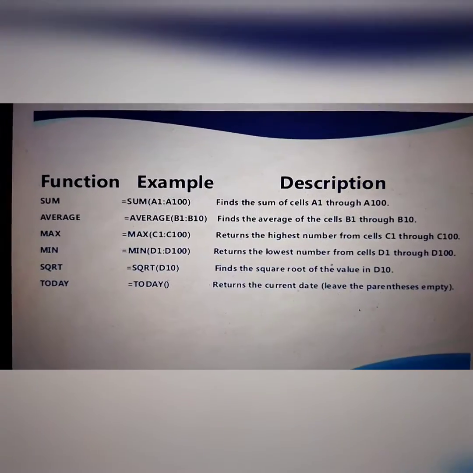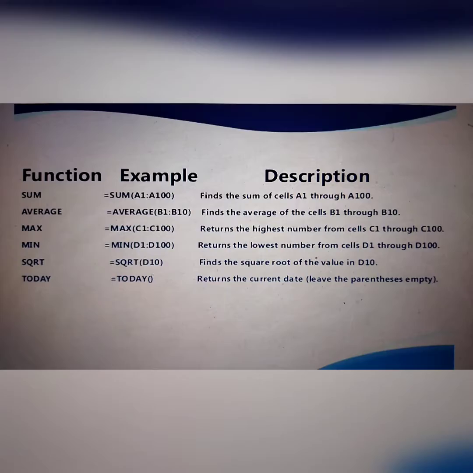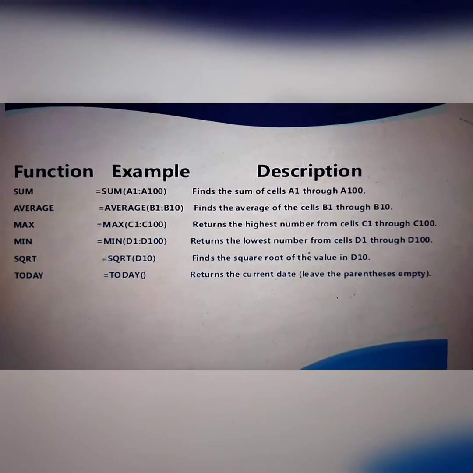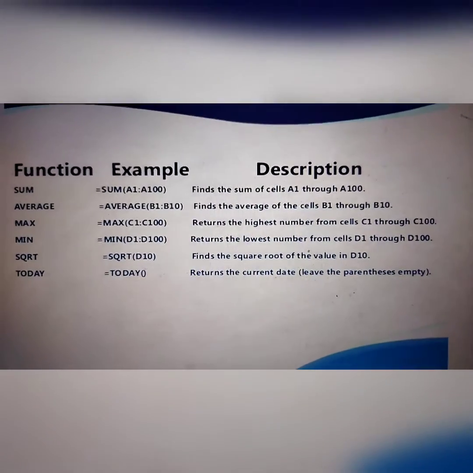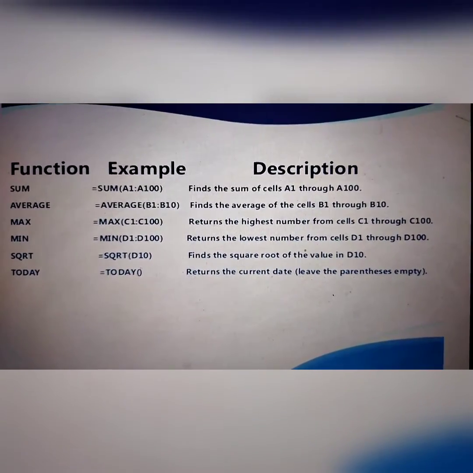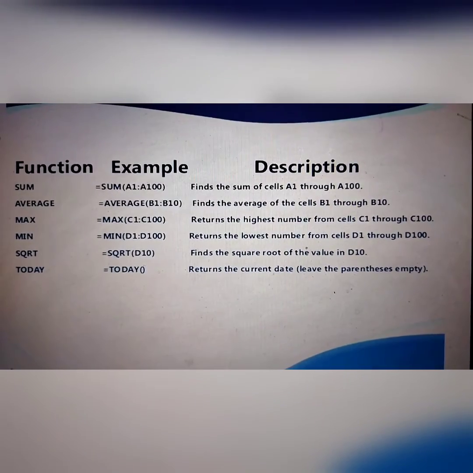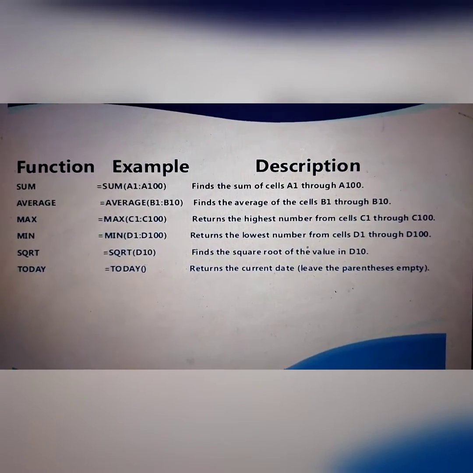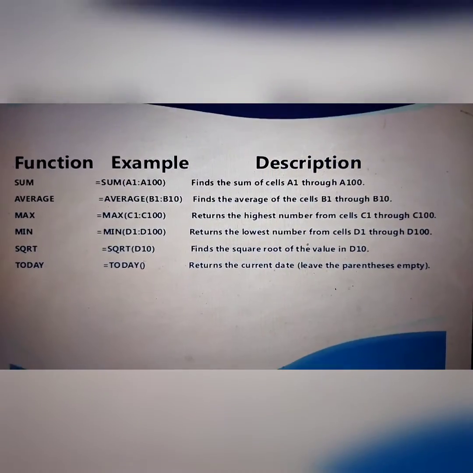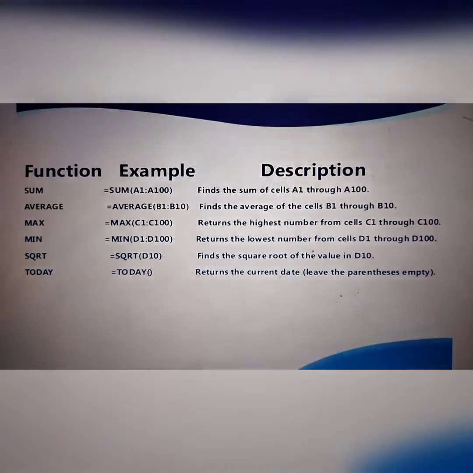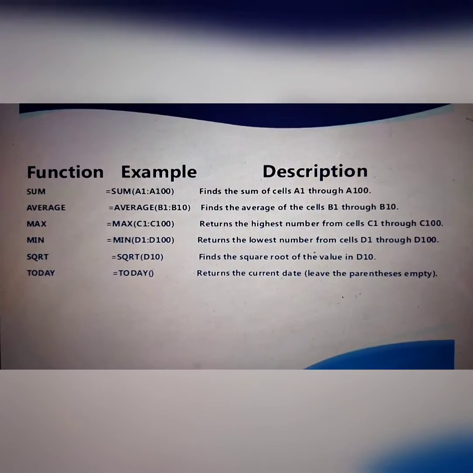Now next, students, class 7, you can see a chart of related functions, names and examples. First is the SUM: equals SUM in brackets A1 colon A100. Then next is the AVERAGE function, and the MAX function, MIN function, square root, and TODAY. All of these already have a description given on the other side. Apply them in an MS Excel database.